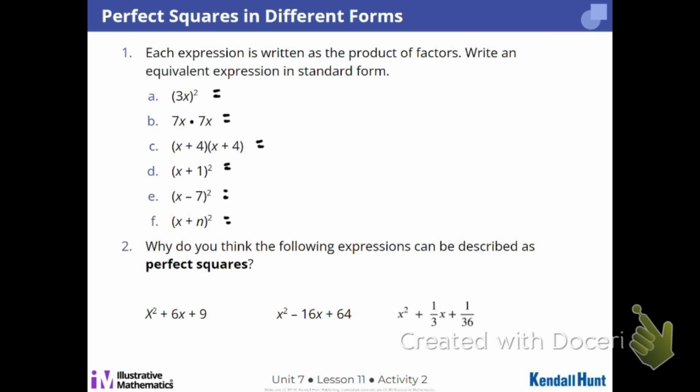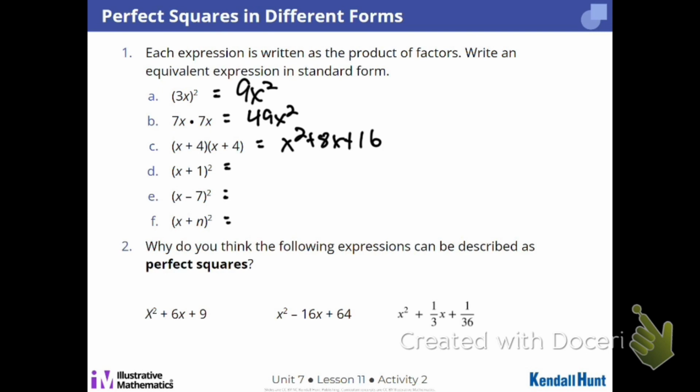Okay, 3x squared is 9x squared. 7x times 7x, 49x squared. X squared plus 8x plus 16. So this is not new, right? Adds to be b, multiplies to be c. Everybody seen that? Okay, that's true for this next one.